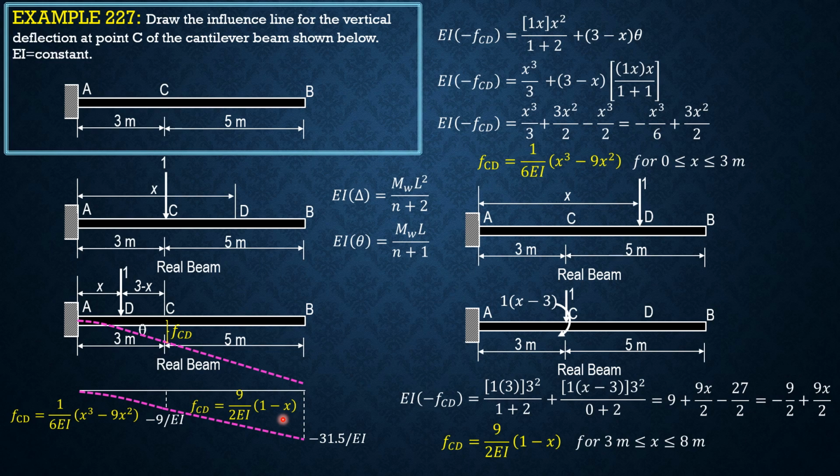This is calculated by setting x equals 8. So 9 times quantity 1 minus 8, so negative 7 times 9, negative 63 divided by 2, so negative 31.5 over EI. This is the influence line for vertical deflection at C in meter per kilonewton. So that's it for this problem.